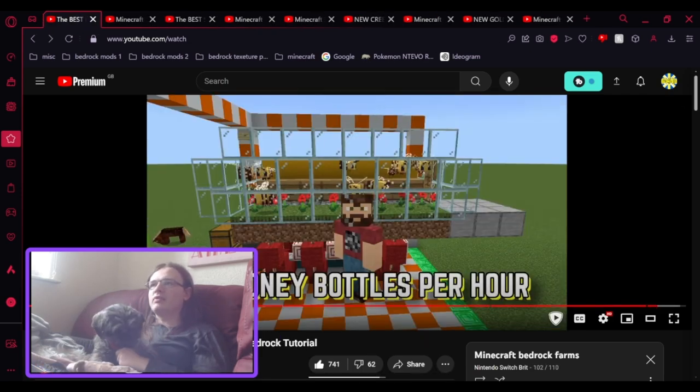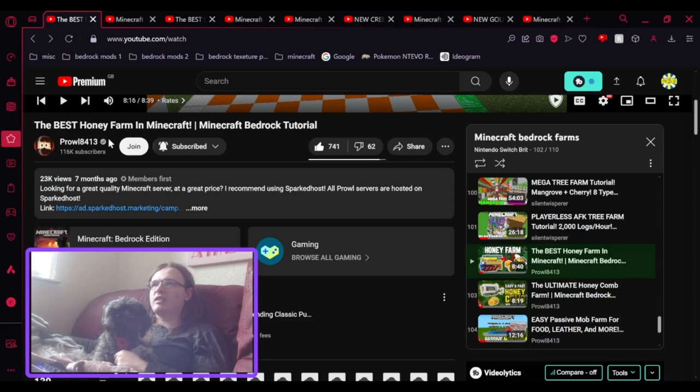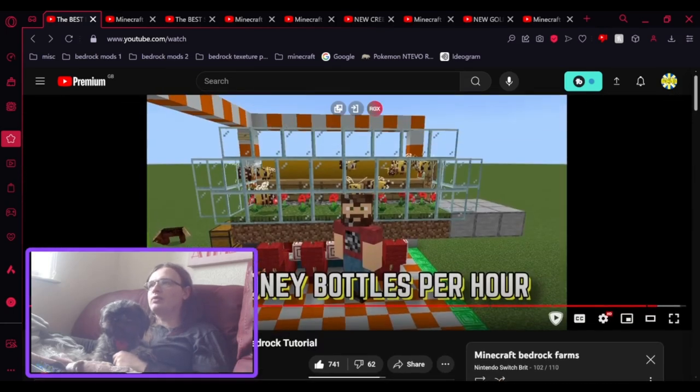So this is Prowl's Honey Farm. Now he says here it produces about 130 honey bottles per hour. Now you can either do honey bottles or honeycomb, and they're about the same essence value. I think it's as easy as a difference of one essence value when you subtract the bottle used for the honey bottle. But then you also have the fact that you get free honeycomb, so it's basically three times as good.